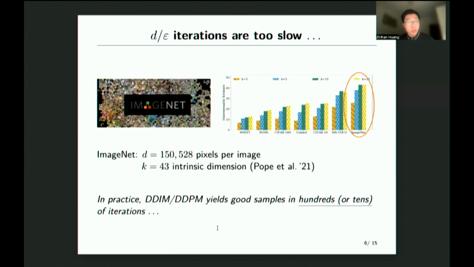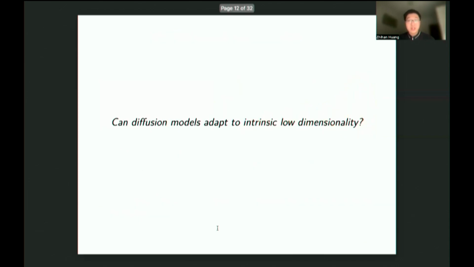Typically in practice, people found that d over epsilon iterations is way too slow. For example, in ImageNet, d, which is the dimension of the data, is over 100,000. And the intrinsic dimension here is approximately k equals 43, according to this paper. And in practice, the DDIM or DDPM sampler yields good samples in only hundreds or even tens of iterations. So it seems that the iteration complexity should be proportional to k instead of d. So this motivates our problem: can diffusion models adapt to intrinsic low dimensionality?